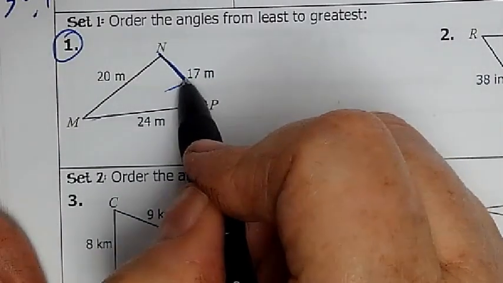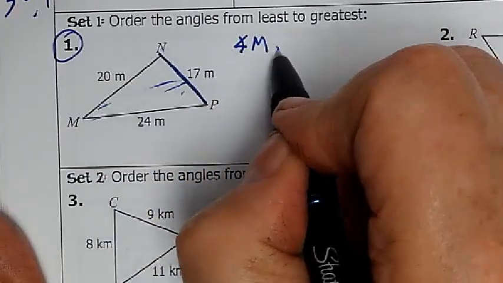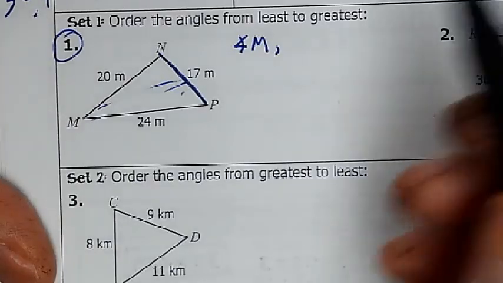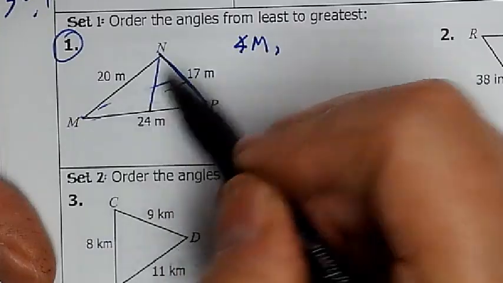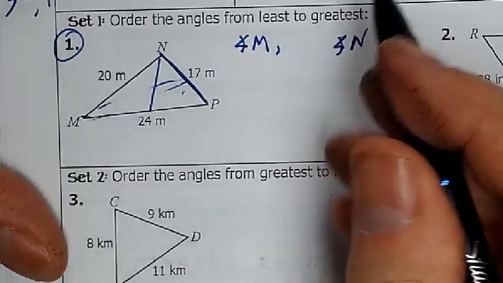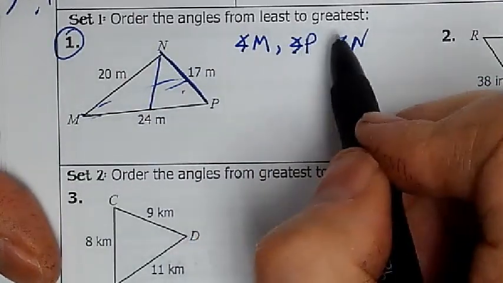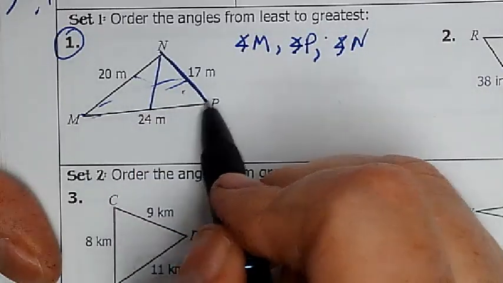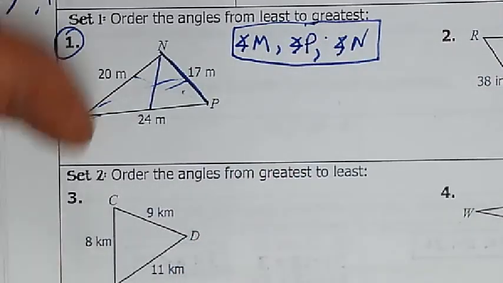What's the largest angle? N, because the largest side is 24. Opposite of 24 is angle N. But don't forget, you have one angle that's in between. It's angle P, because angle P is opposite the middle side. That's the middle angle. Okay, that's ordering the angles given the sides. Now, when you order the sides, here's number 6.